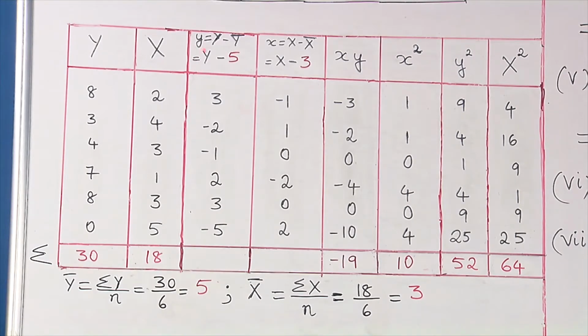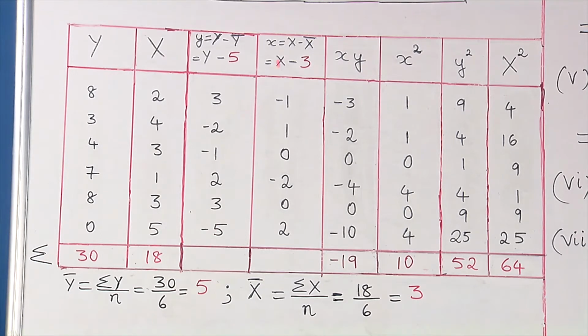The next step is to subtract the mean from the given capital Y, giving the deviation from the mean small y, which is equal to y minus y bar. As y bar is 5, the first value is 8 minus 5, 3, next 3 minus 5, minus 2, 4 minus 5, minus 1, 7 minus 5 is 2, 8 minus 5, 3 and 0 minus 5 gives us minus 5.